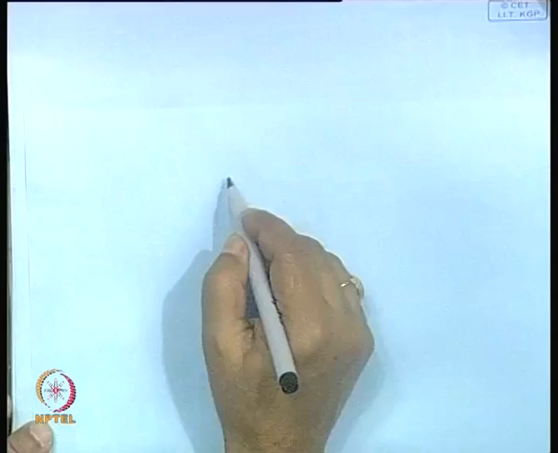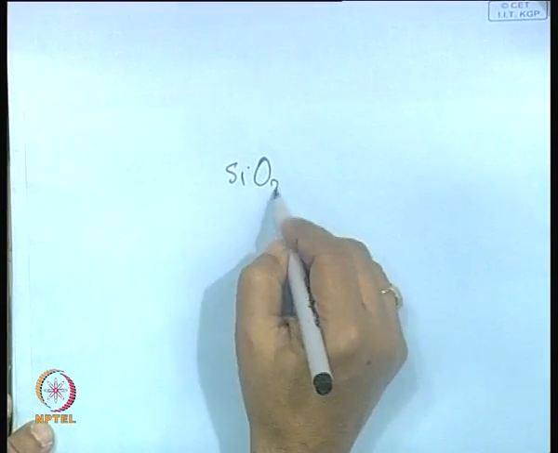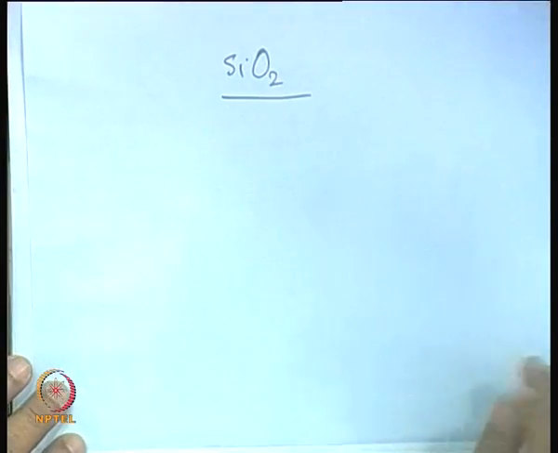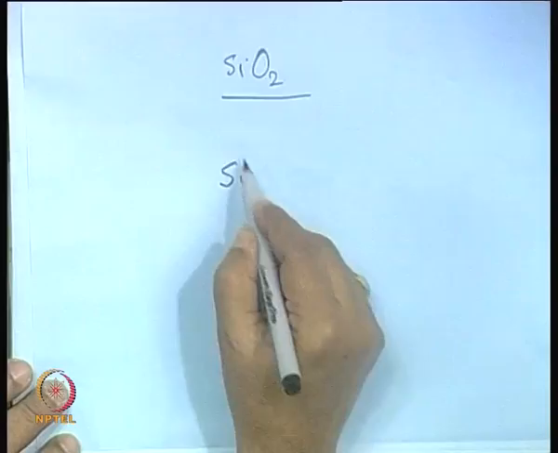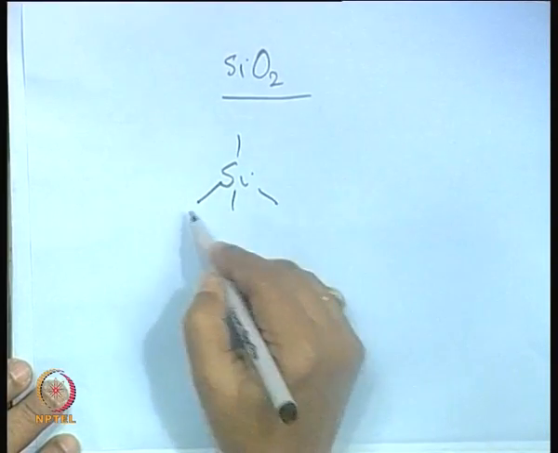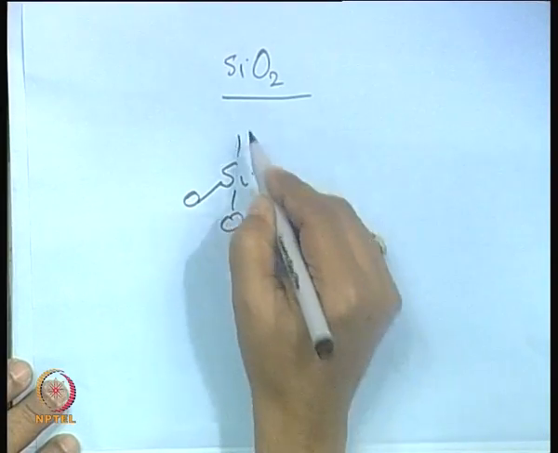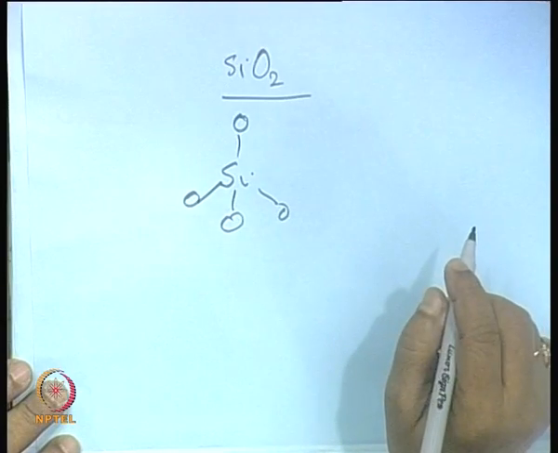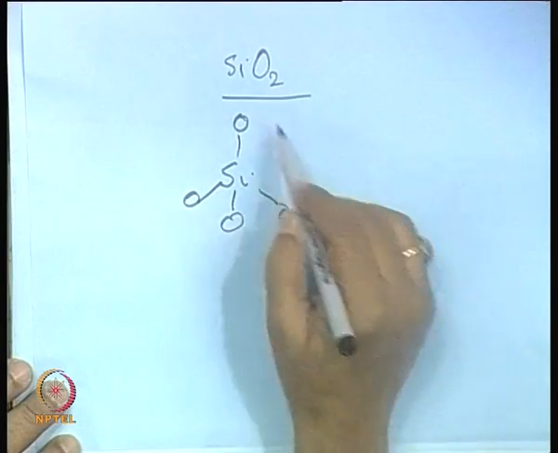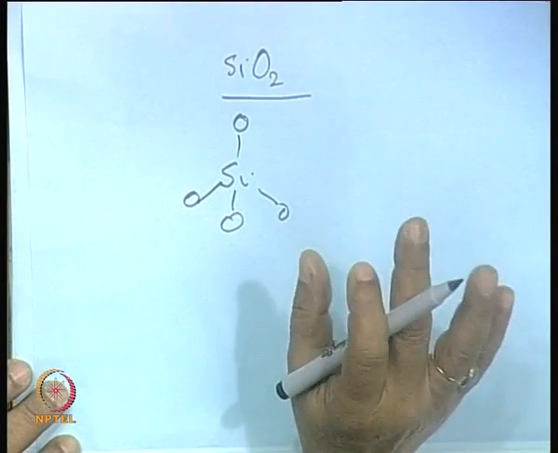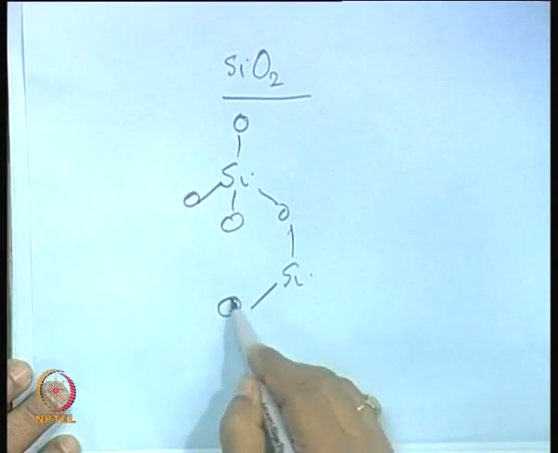Pure silica, SiO2, although it is written like this, is not made up of molecules of SiO2. Silicon actually is bonded to 4 oxygen atoms. This is the basic unit, and many such units attach themselves to one another like this.